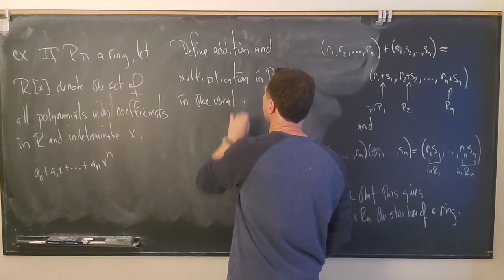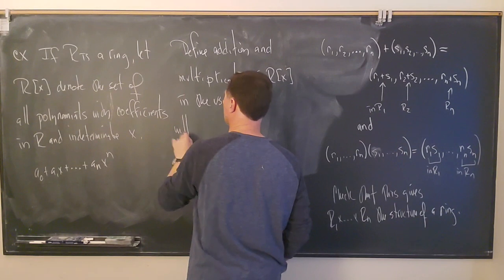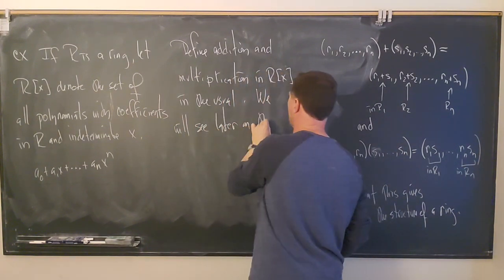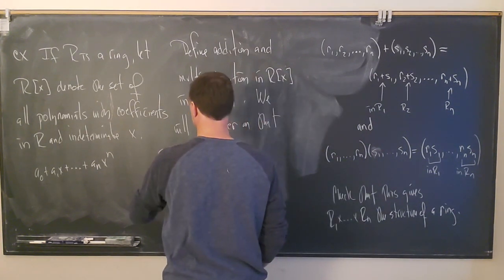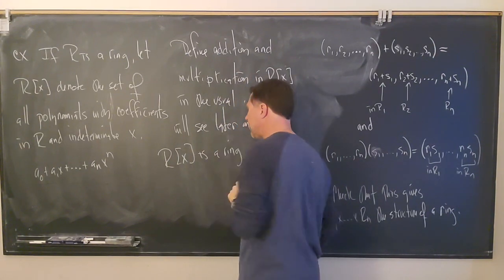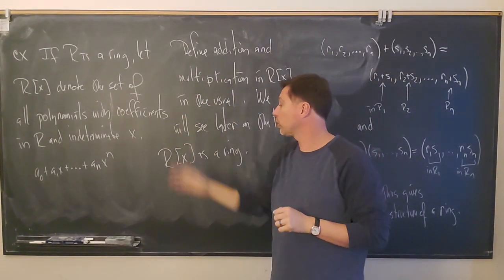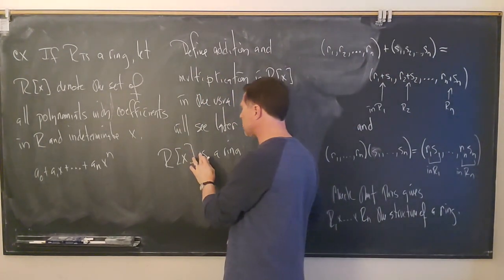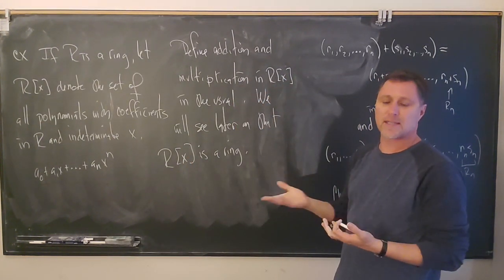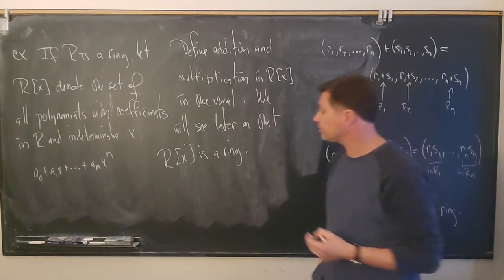We will see later on that R bracket X is a ring. I will go through all the details. It's a bit torturous to do, and when we get to the first chapter where we're studying rings, polynomial rings in general, I'll go through all the details. For now, we'll just accept that this really is a ring. It's not difficult, it just takes some work to actually grind out, especially the distributive properties.